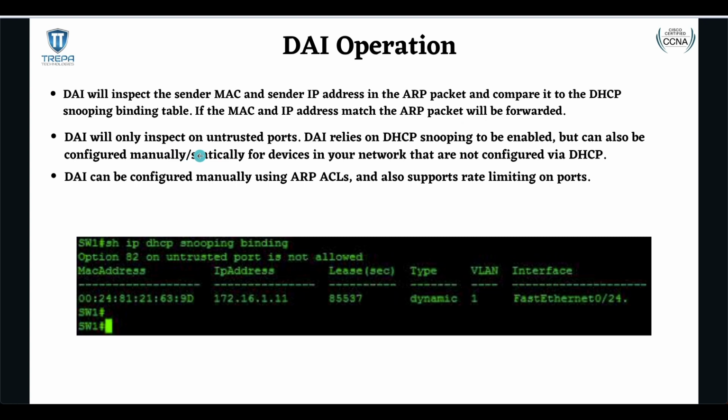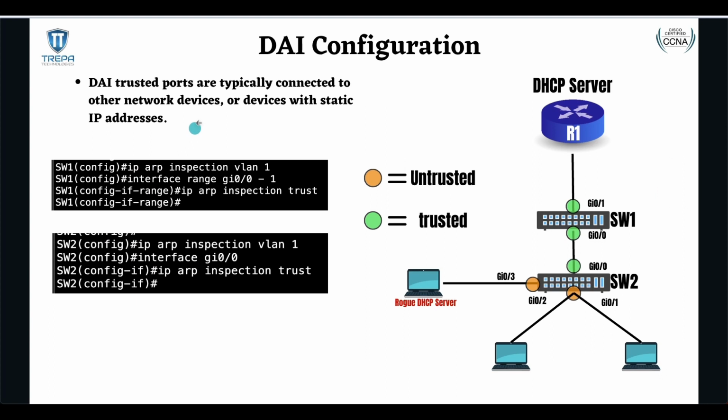It's only going to do this inspection on untrusted ports. So it's going to rely on DHCP snooping to be enabled, but it can also be configured manually, statically, for devices in your network that aren't DHCP. And again, we talked about that. It can use those ARP ACLs, okay? Dynamic ARP inspection trusted ports are typically connected to other network devices or devices with static IP addresses. So another way we could get around that static IP address is to say that's a trusted port, okay?